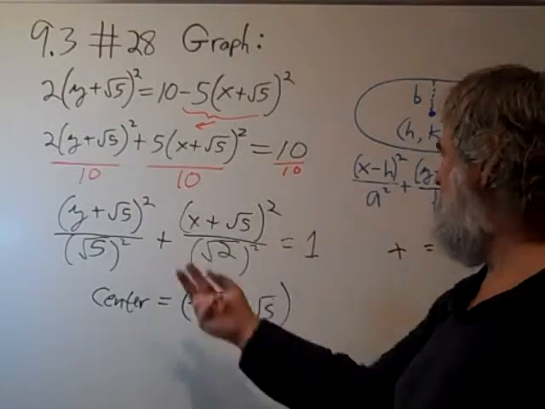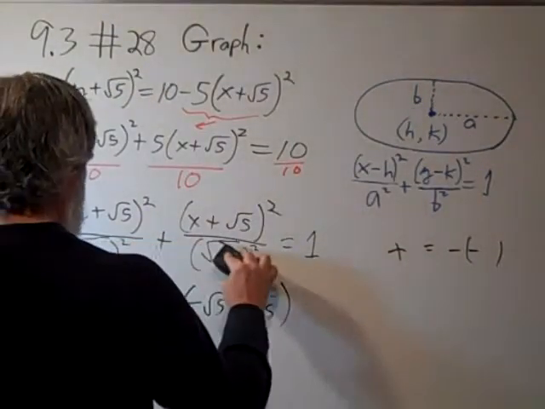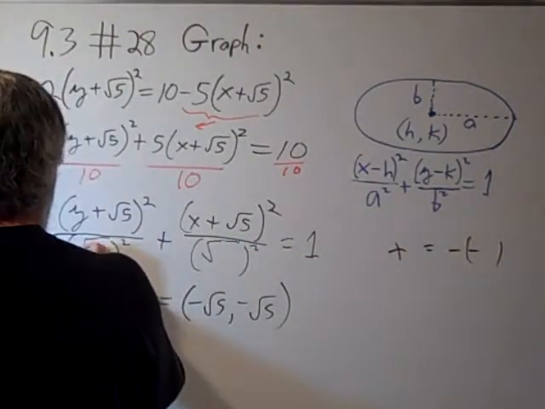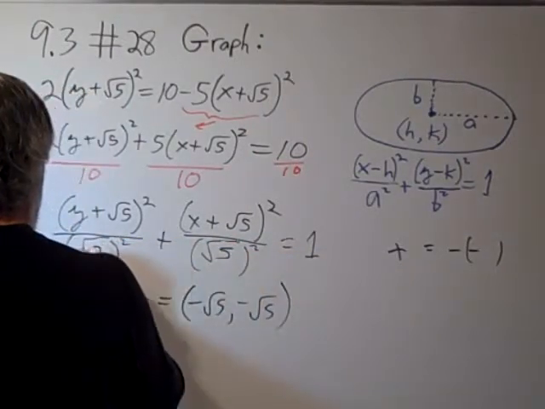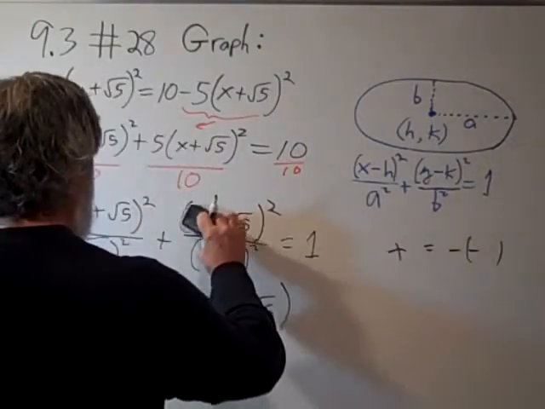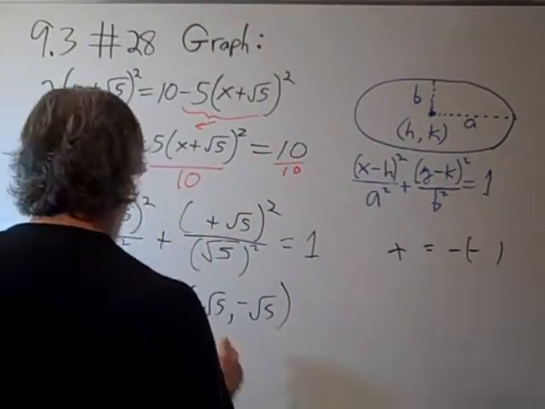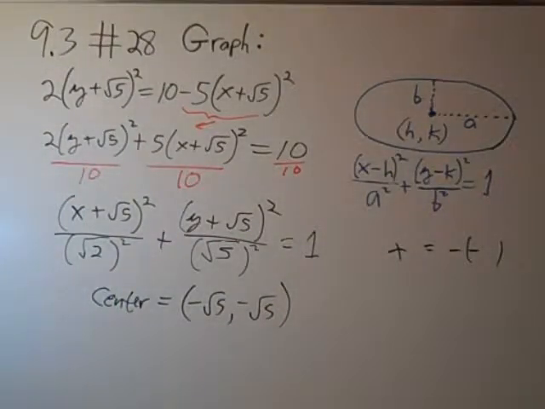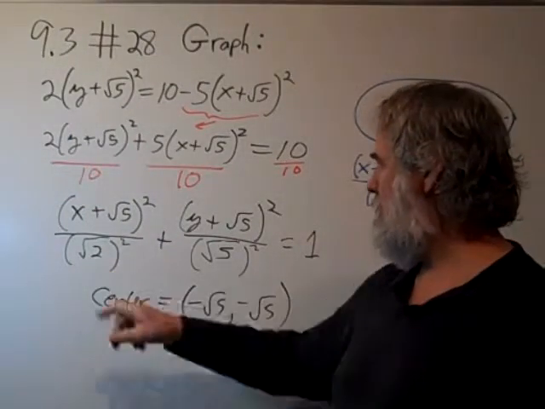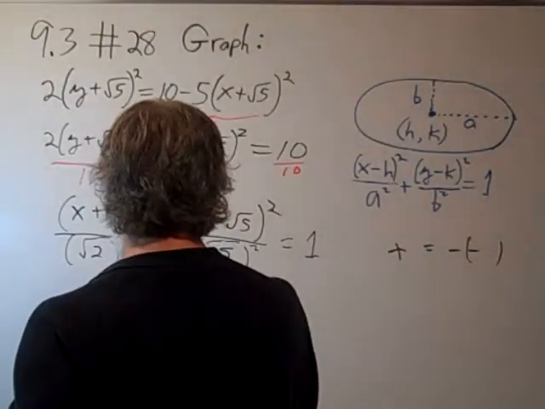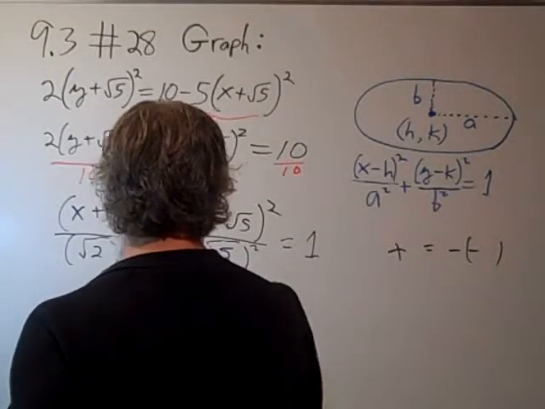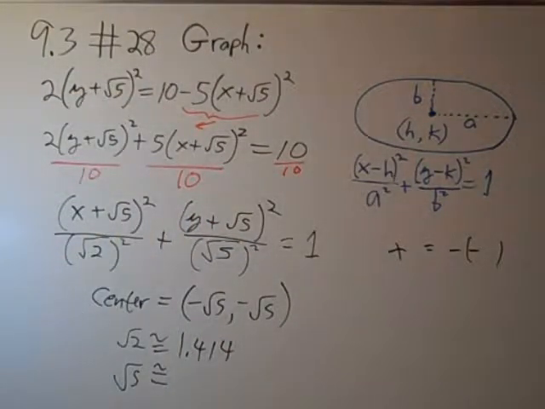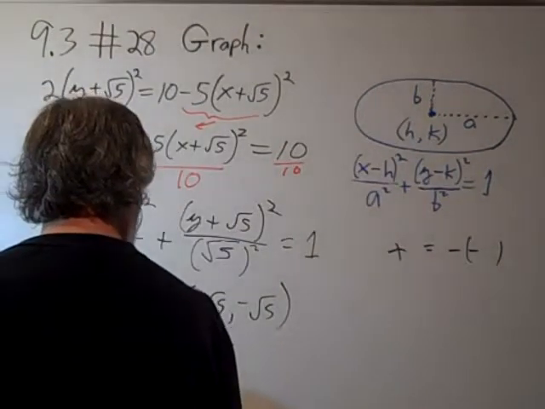So let's reverse these two terms. I'm simply reversing the two terms so the x term comes first. So it looks even more like it's in standard form. Okay, and the semi-minor axis is the square root of 2. By the way, the square root of 2 is about 1.414, and the square root of 5 is about 2.236.